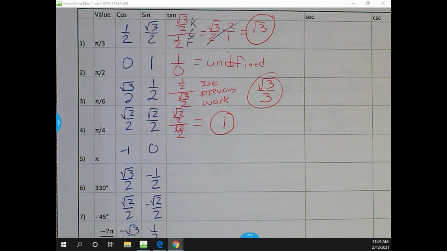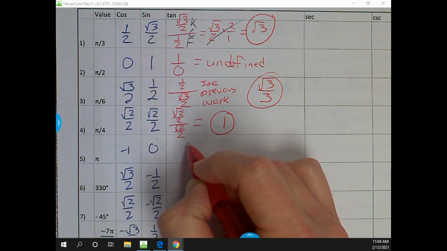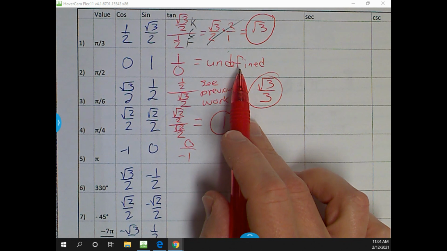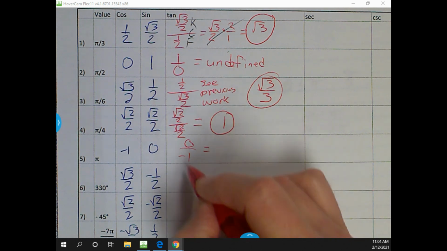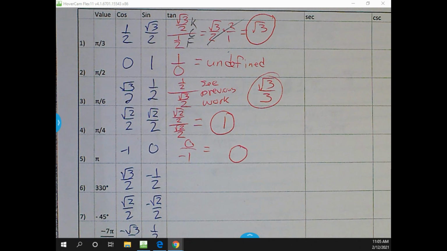All right, and with number 5, well, it's the opposite of this one. This one was 1 over 0, so this will be 0 over -1. If that one's undefined, if you put 0 on top, it doesn't matter what you put on the bottom. If it's any number other than 0, the answer will just be 0. So 0 on the bottom, it's undefined. 0 on the top, it's going to be 0.